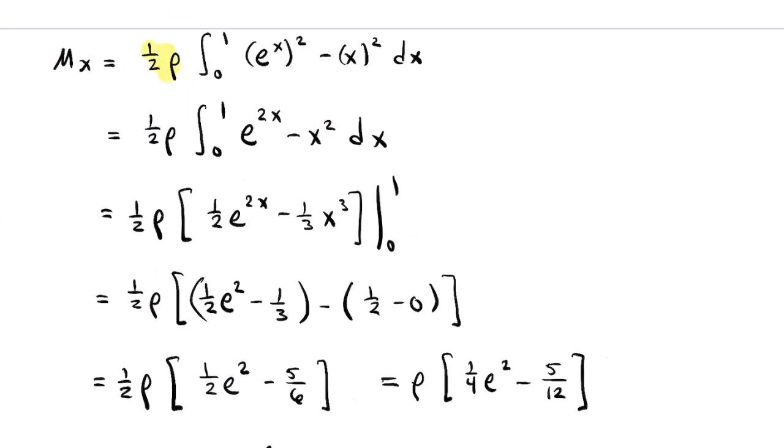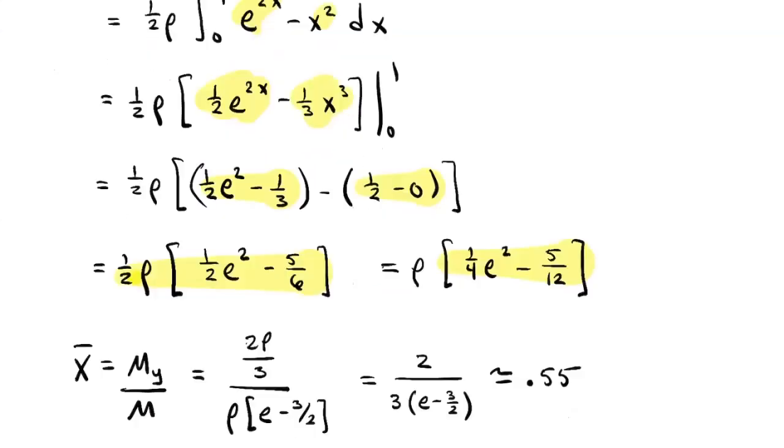The formula says it's 1/2 the integral of top curve squared minus bottom curve squared. e to the x squared is e to the 2x, x squared is x squared. Antiderivatives, little substitution: 1/2 e to the 2x minus 1/3 x cubed, evaluating. Plug in 1, plug in 0. I hope you're stopping the video and checking all this stuff. The way I did my math, I ended up getting 1/2 that quantity, and I pushed the half through there. I'm going to write it like that. M x is rho times the quantity 1/4 e squared minus 5/12. That's my M x.